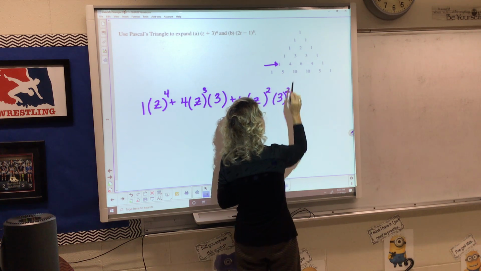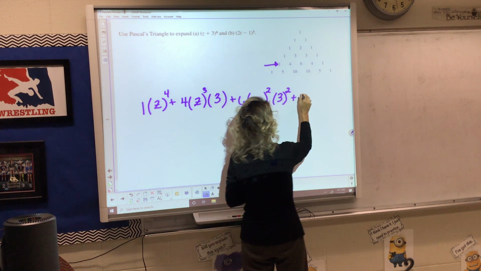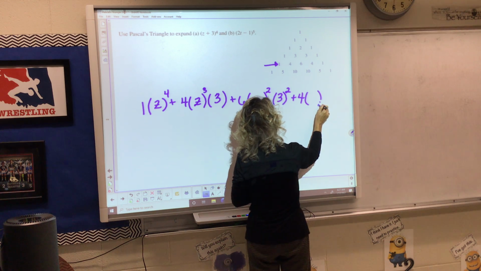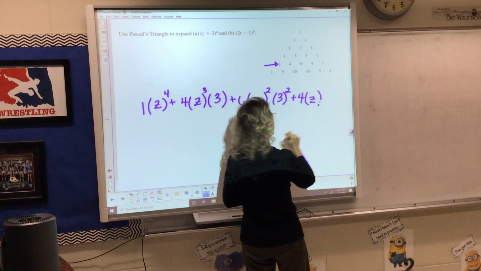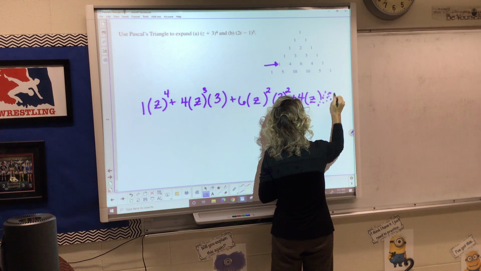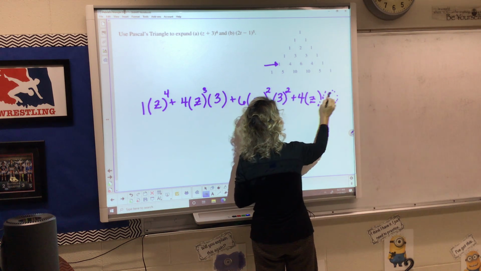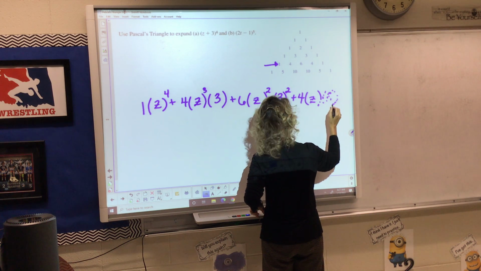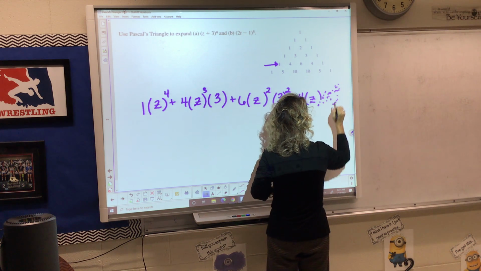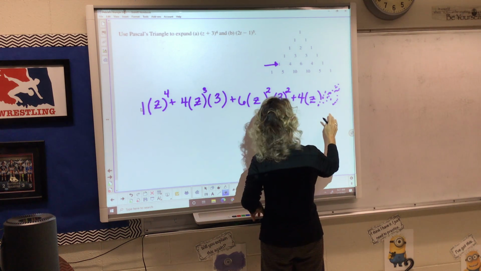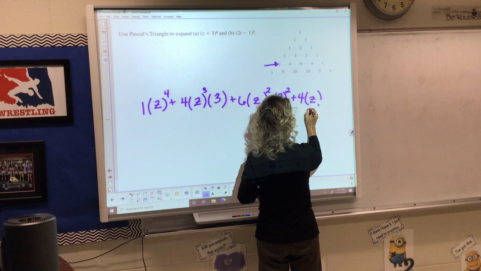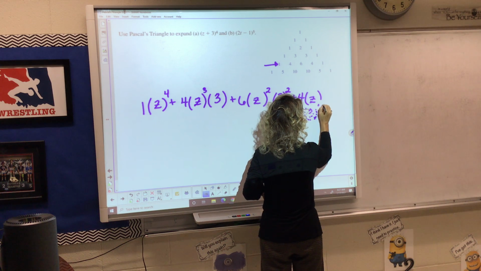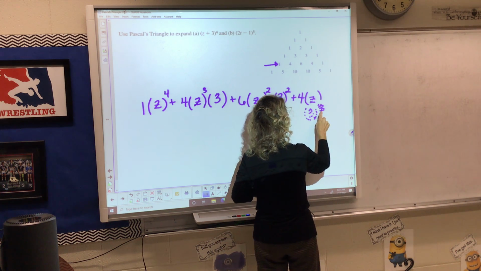What's my next coefficient? 4 times what? z to the what? First, right? 3 to the what? Third. I'm going to write this under here so we can see it better. Is that okay? Can't see it that much better. 3 to the third.